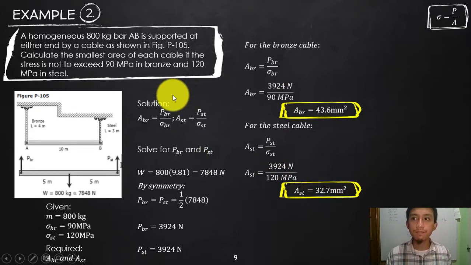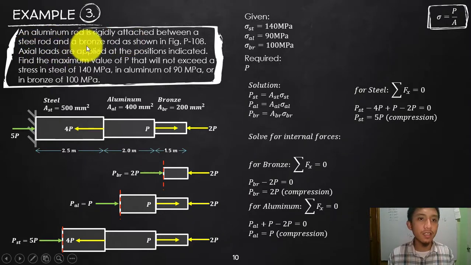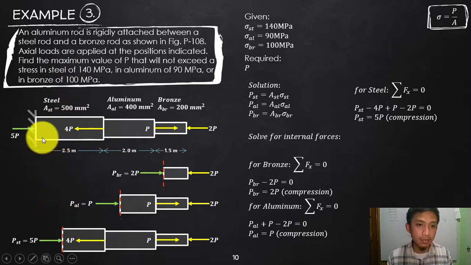Let's have one more. An aluminum rod is rigidly attached between a steel rod and a bronze rod, as shown in the figure below. So this is the aluminum that is in between the bronze and steel. Axial loads are applied at the positions indicated. Actually, you had this on your statics: finding the resultant forces. If you investigate the steel, cut the steel, and you want to get the resultant acted on the steel. If you want it in the aluminum, cut within the aluminum, isn't it?